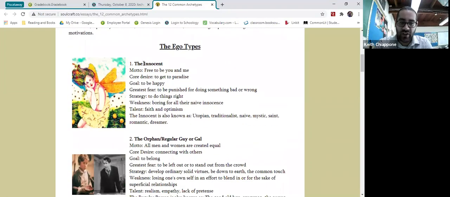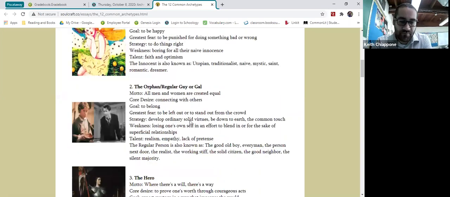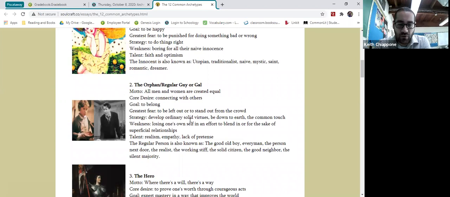So the first one here is the innocent. The innocent character wants to do right no matter what. They are led by faith and optimism. They can sometimes be called a utopian, traditionalist. They might be called naive, mystic, saint, romantic, or a dreamer. There's the orphan, or the regular guy or gal. This is somebody who wants to belong. They want to connect to others, but they often lose themselves in that effort.